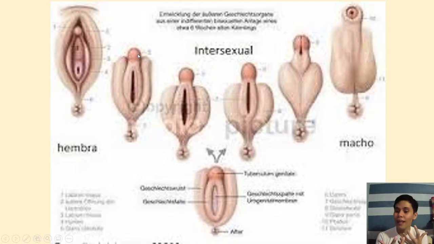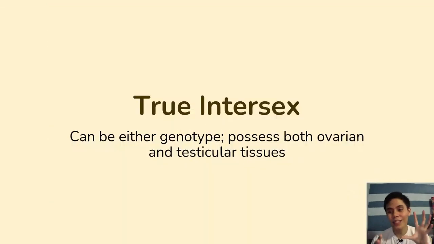So that's why for true intersex, it can't have both reproductive systems, because in the early development of the embryo, the early cells develop into either the ovarian tissues or the testicular tissues, only one at a time. Okay, so they come from somewhere.